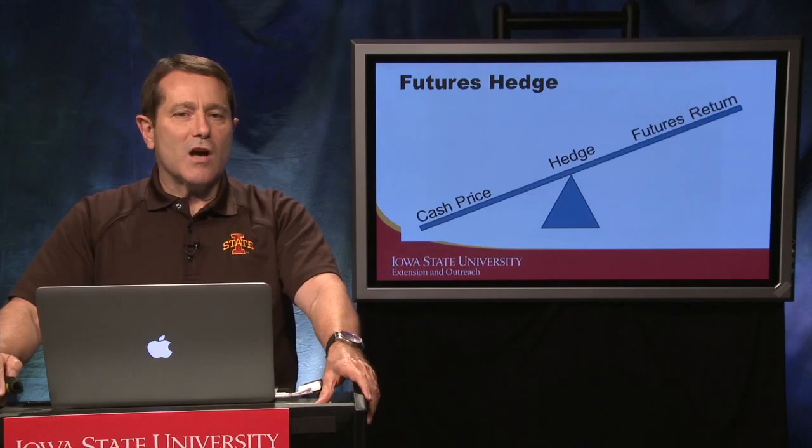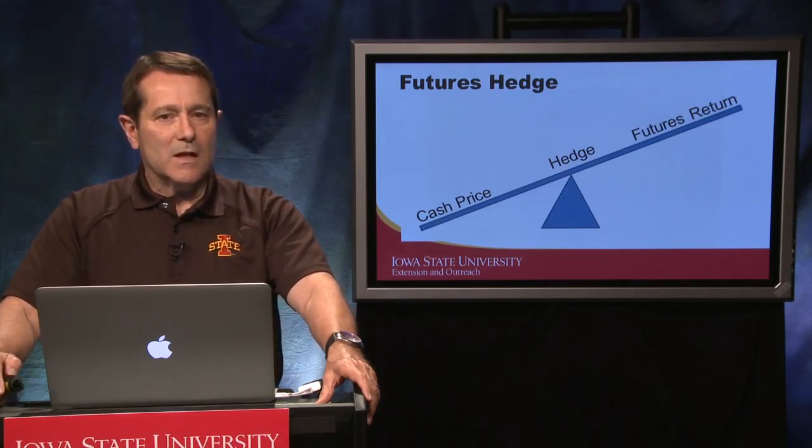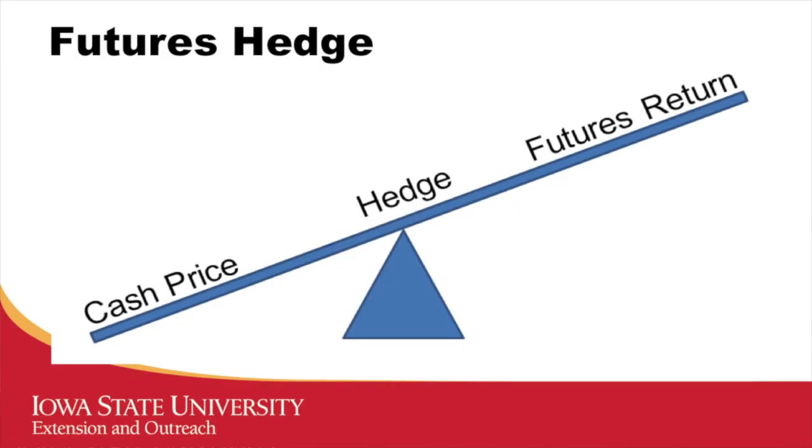Let's use a teeter-totter as an example of a typical hedge. A farmer sells futures and later buys back the futures contract. That's called the futures return. But remember, there was a third step. That was to sell the cash commodity. So in this example of the teeter-totter, while futures return is high, the cash price will be lower as a result of the decline in futures price.